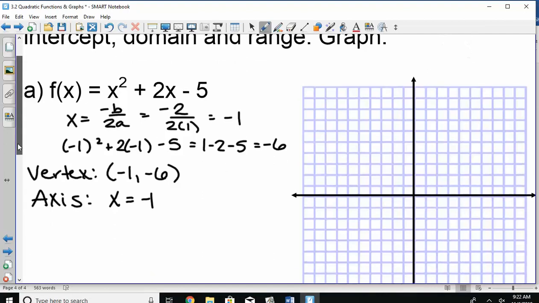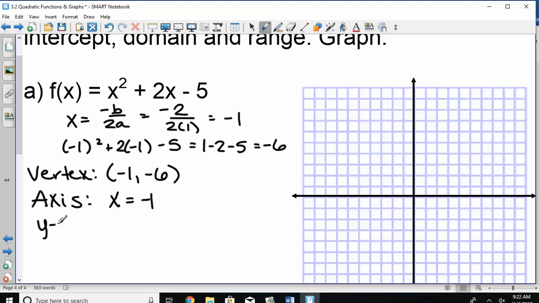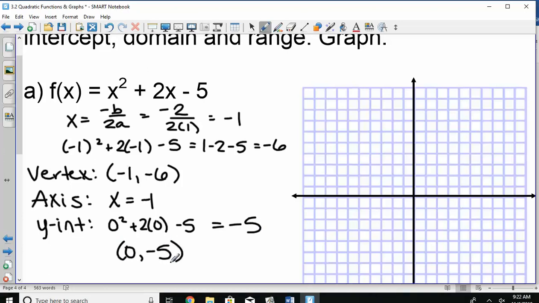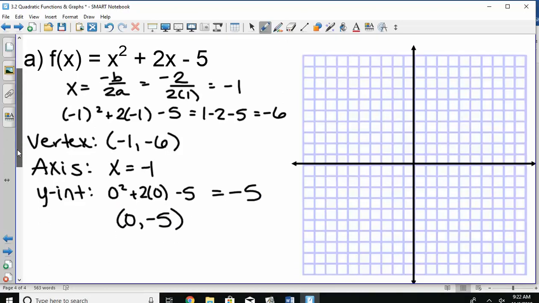Y-intercept, how do we find that? Plug a 0 in for x, what do we get out? Negative 5. Or you could write it as an ordered pair if you wanted: 0, negative 5. Okay.